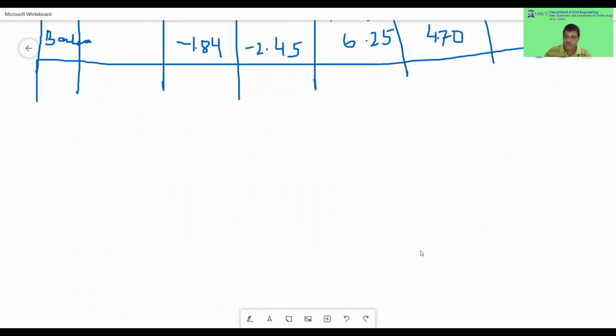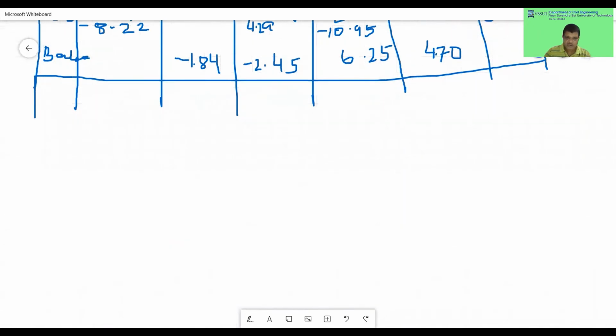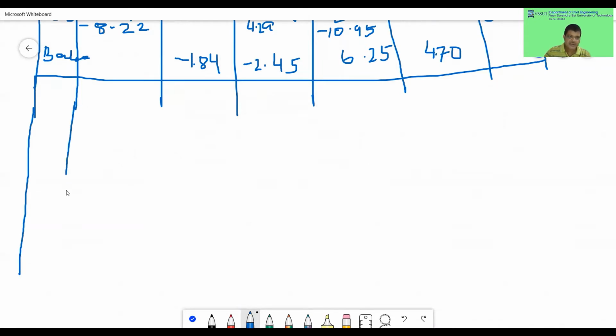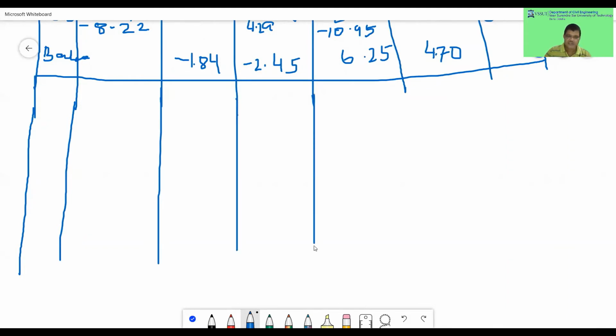So let us draw the lines first. These lines will come like this, to complete all the cycles till the values converge.